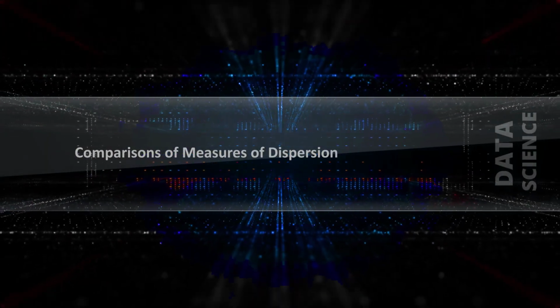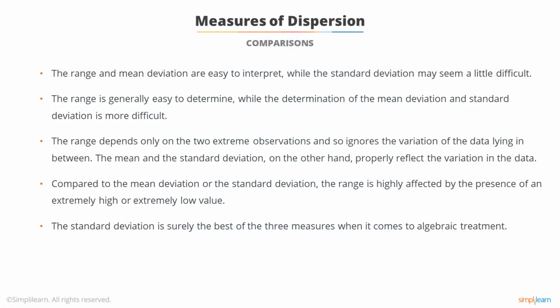Comparisons of measures of dispersion. When we're talking about comparisons, the range and mean deviations are easy to interpret. The standard deviation may seem a little more difficult. Now the range is generally easy to determine, while the determination of the mean deviation and standard deviation is more difficult.